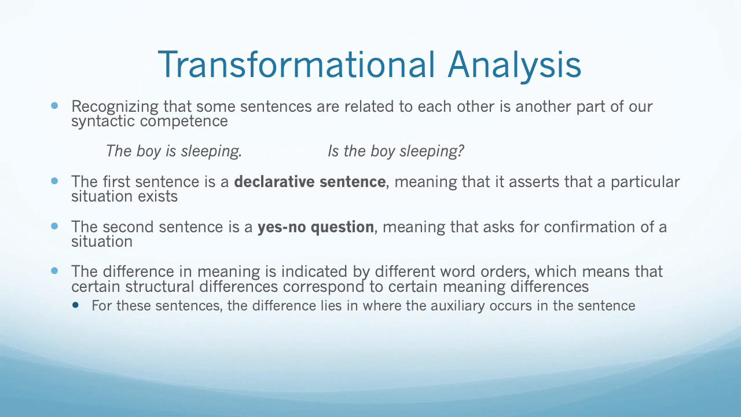Now the words are in a different order now, but we still understand that they are related to each other, these two structures. The difference is where that auxiliary verb is. And we can see, if we were to draw out the declarative sentence form of this as a tree diagram, we would be able to see where the auxiliary verb is and how it moves to the front.